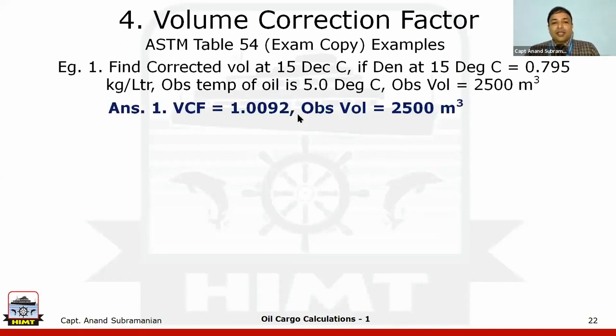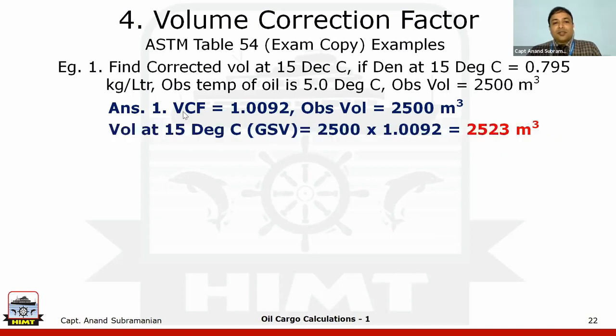So how do we go about doing it? We have the volume correction factor as 1.0092. If you remember the previous example, we have already calculated it. The observed volume is 2500, which is given in the numericals. So we multiply these two. That means we are going from the observed volume to standard volume. That is why from GOV we come to GSV, gross standard volume, at 15 degrees Celsius. Anywhere this S comes in, it always stands for 15 degrees Celsius. So we multiply the volume by the correction factor, and we get 2523. Is it clear?